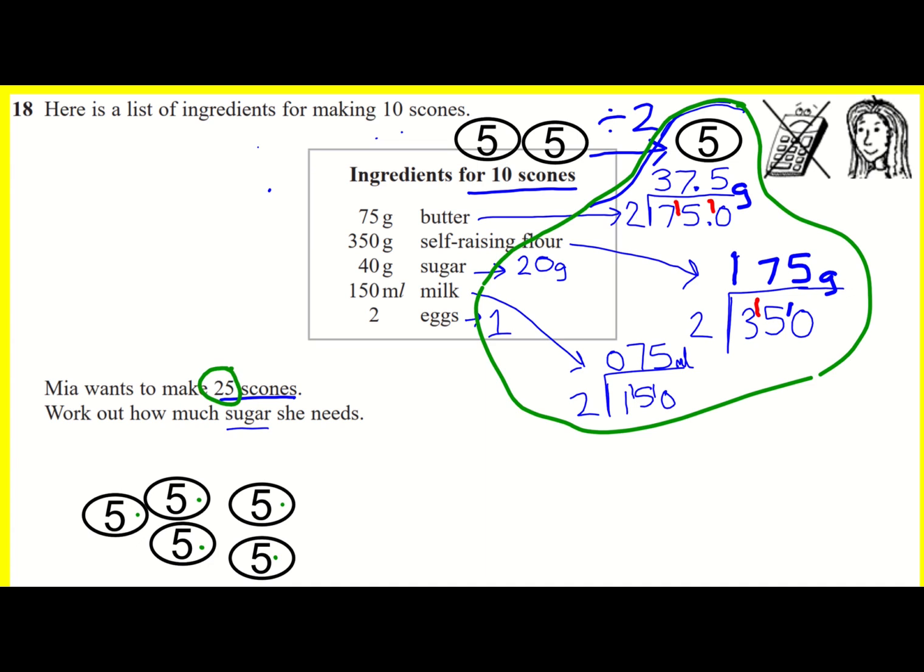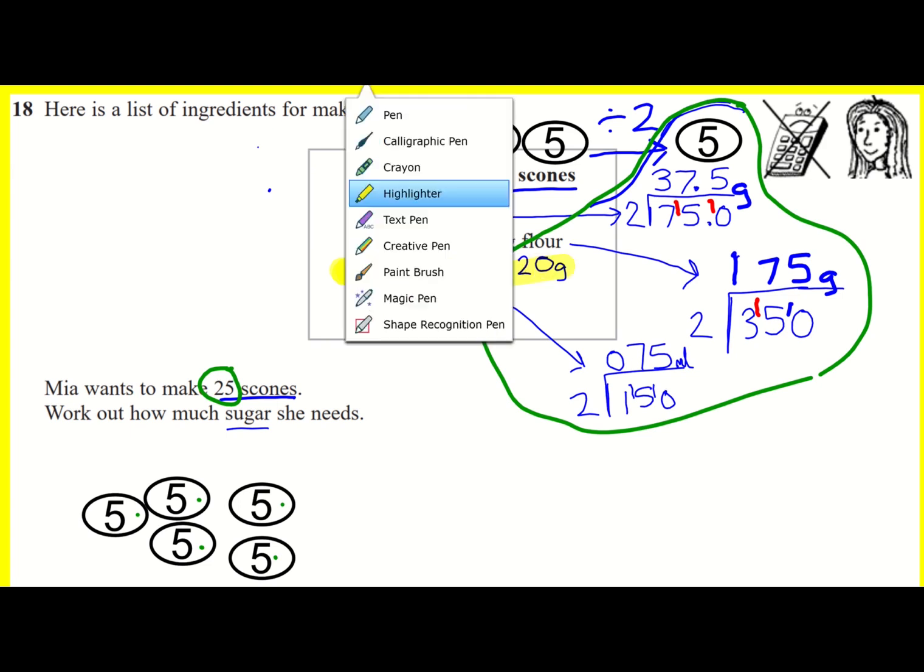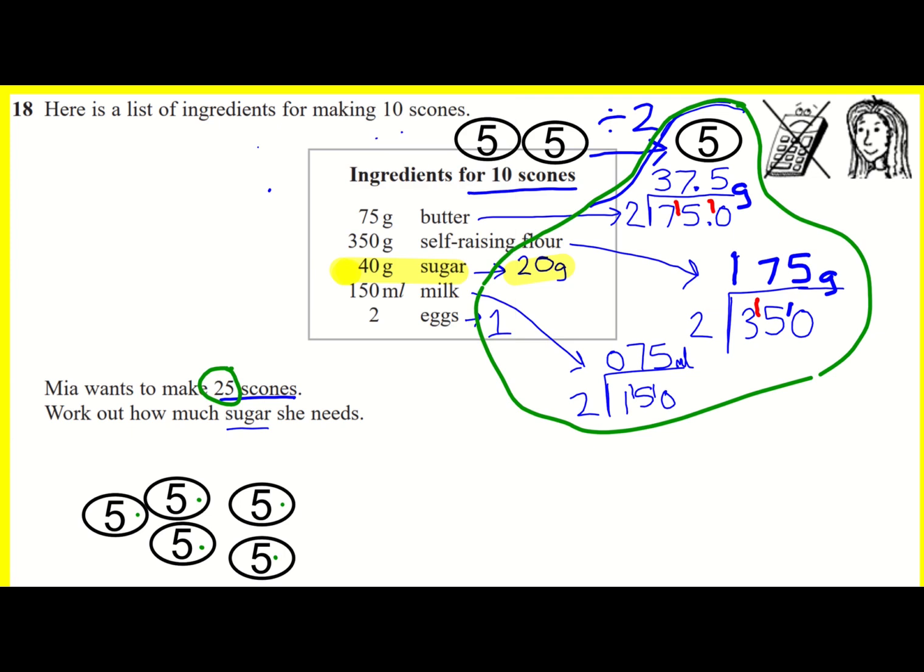So if you were asked for how much of each ingredient you needed to make 25 scones, you'd have to multiply all these values by 5. But we are only asked for sugar, okay? So we just need to look at the value for sugar, which was a nice easy 20 grams. And we're going to do 20 multiplied by 5, which is a nice easy 100 grams of sugar.